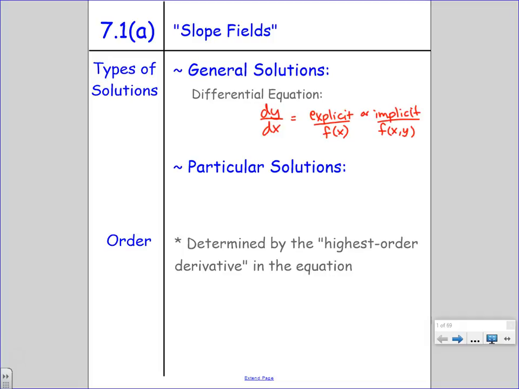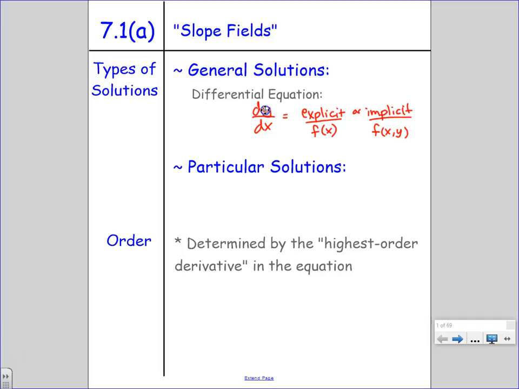Maybe I shouldn't use f because it's dy dx, but you guys know what I'm talking about. I'm just talking about the derivative as a function, right? So you're given some sort of derivative, okay? And with that derivative, there are many different things we can do with it.